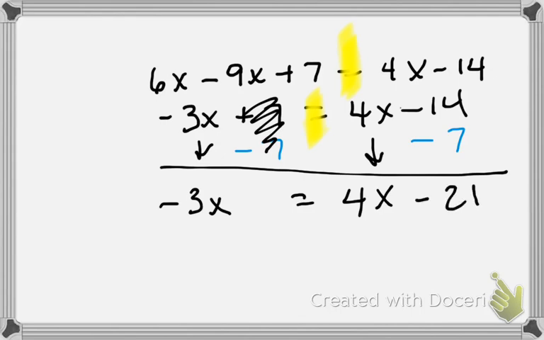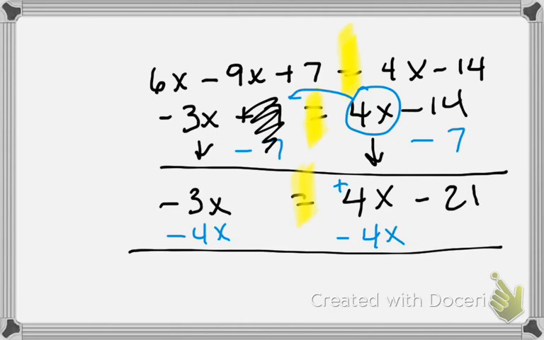All right, still have that wall. And so now we're going to move the x's. We're going to move this guy here to the other side. So the opposite of plus 4x is minus 4x. So when I do this, a negative 3 and a negative 4 make a negative 7x equals a negative 21.